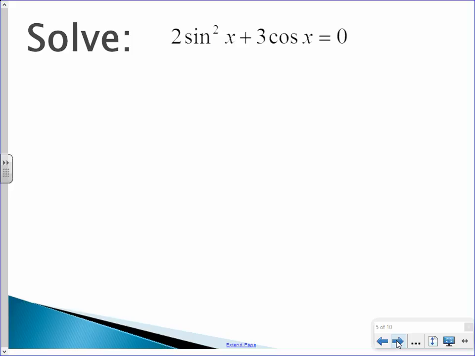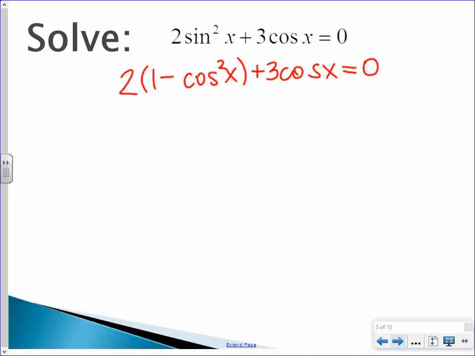Jackson, do you have an idea? Could you, like, instead of writing it as sine squared, could you do 1 minus cosine squared? Could we do that? Sine squared is the equivalent of 1 minus cosine squared. So yes, we can replace sine squared with that using the Pythagorean identity. And now we have an equation where every trig function is a cosine. Okay? So let's go ahead and distribute this. We have 2 minus 2 cosine squared x plus 3 cosine x equals 0.